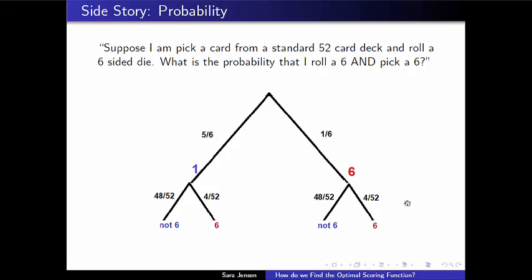So if I were looking for the total probability that I roll a 6 and pick a 6, what I do is multiply down the branches of the tree that lead to my desired outcome. So that's the beginning of our review of probability that we'll need for our logistical regression.